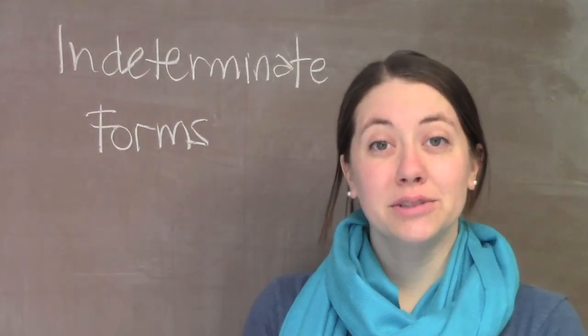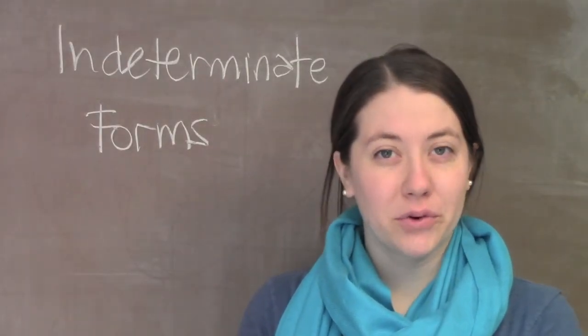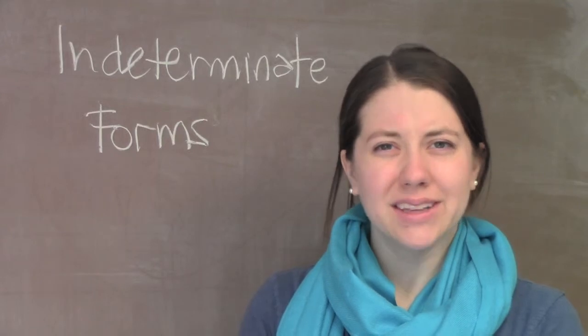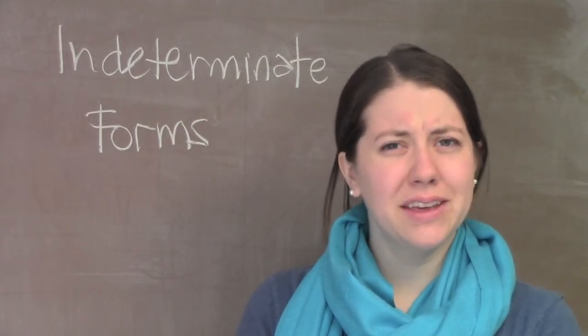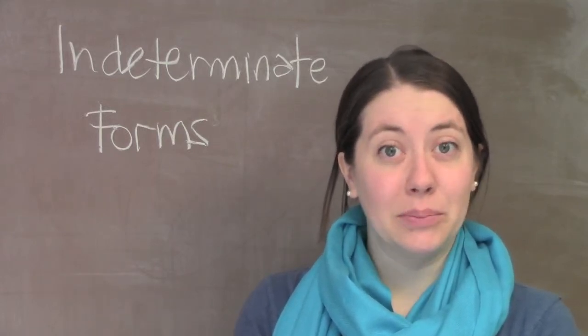We've been using L'Hopital's rule to take the limit of indeterminate forms. But what really is an indeterminate form? How should I think about this? Let's look at some examples. Let's look at the limit as x approaches infinity of (x squared plus 1) over (x squared plus 4).